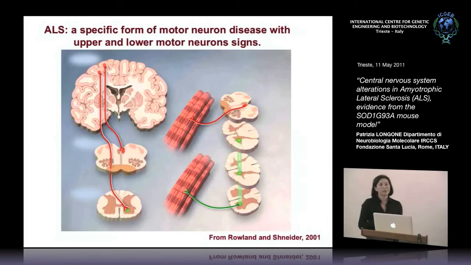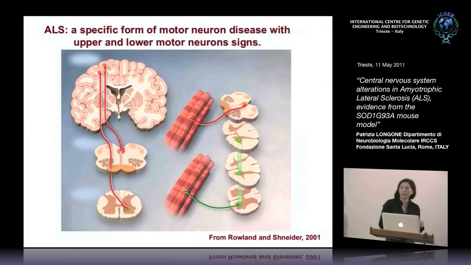ALS is a specific form of lower and upper motor neuron disease, first described in the second half of the 19th century by the French neurologist Jean-Martin Charcot, and is present in two forms: sporadic, which accounts for about 90% of the cases, and familial, which is the remaining 10%.